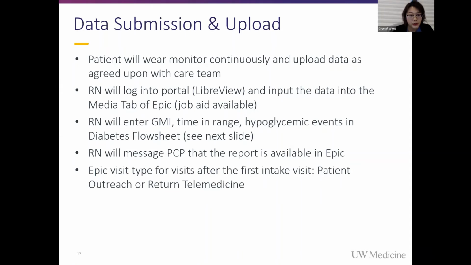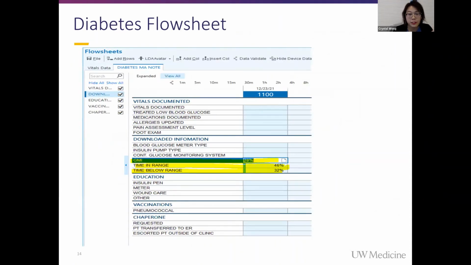So you can go to the next one, Mika. Yep, here's the flow sheet. The first time you want to look at this flow sheet, you're going to have to type it into the little search thing, you see that little thing with the magnifying glass. It's called diabetes MA note, and then you can add it to your favorites. And you see those highlighted in yellow. Those are the things the RN or RD is going to populate.